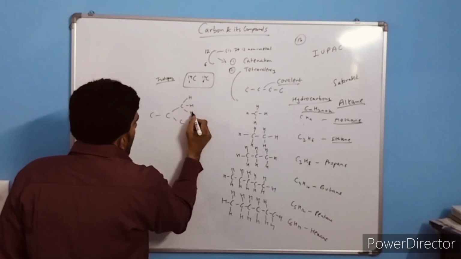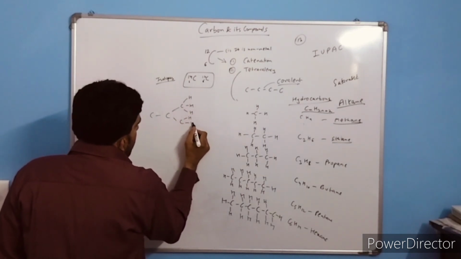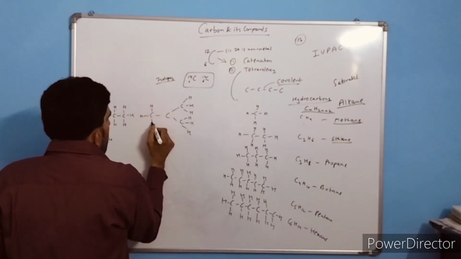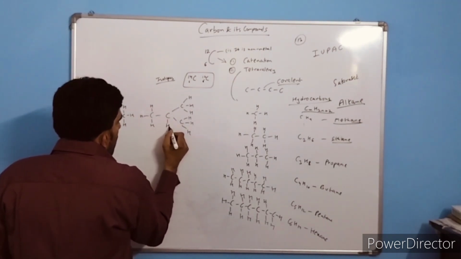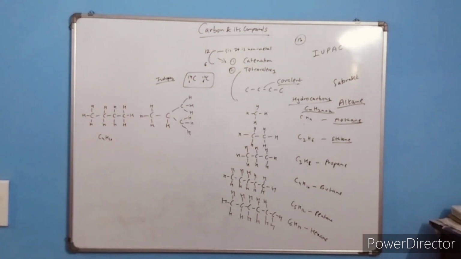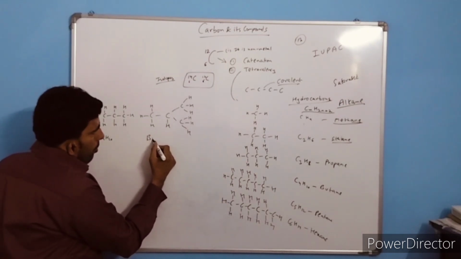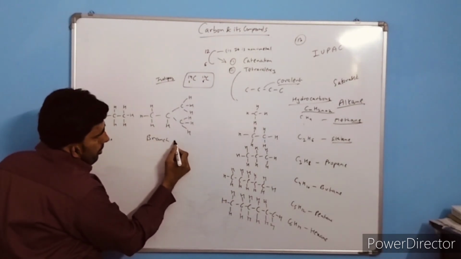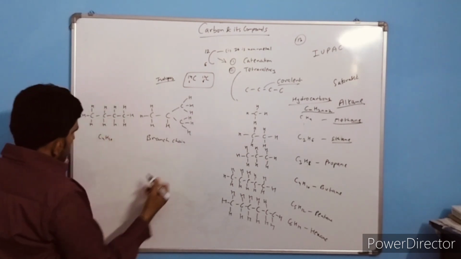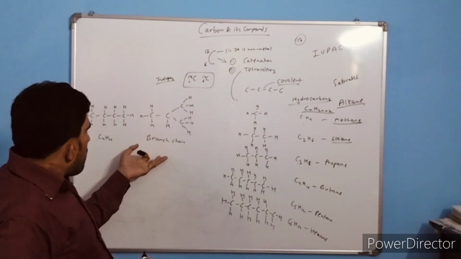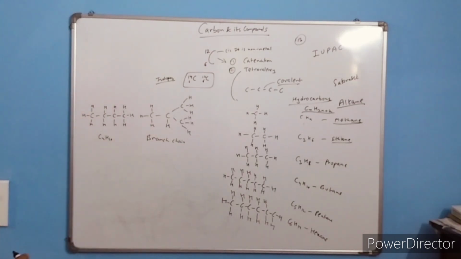Okay, so now what they have given is like, that is how they are making it. Now this structure is called branching. This is a straight chain, this is a branch chain. So that is how we can make it.